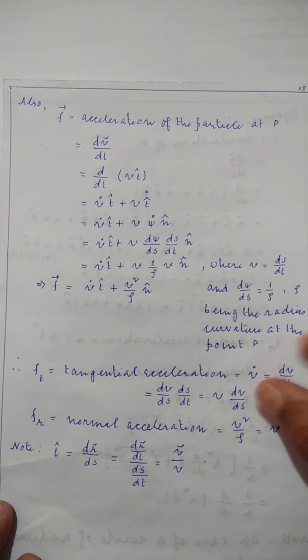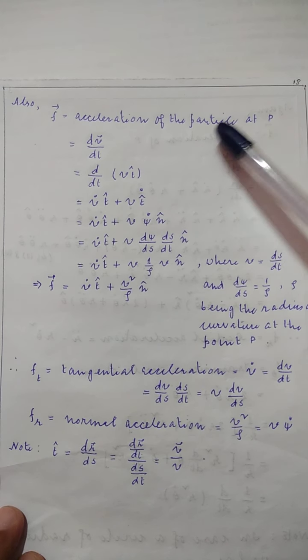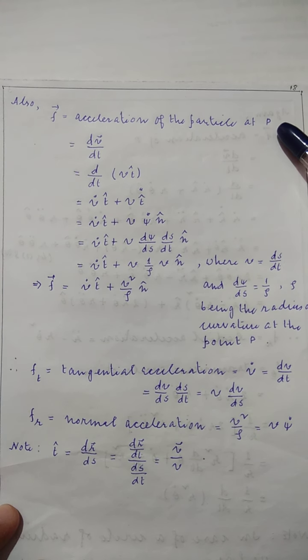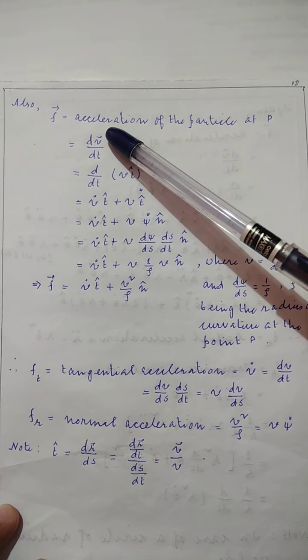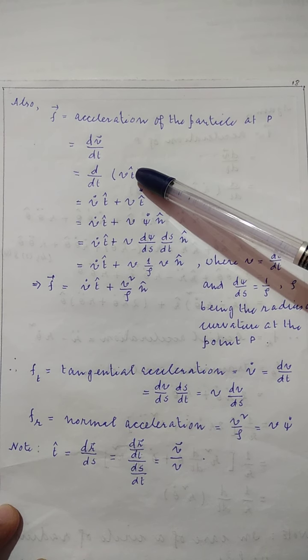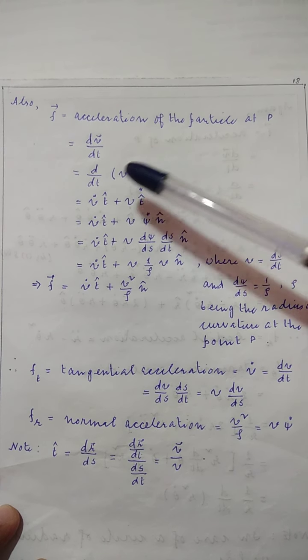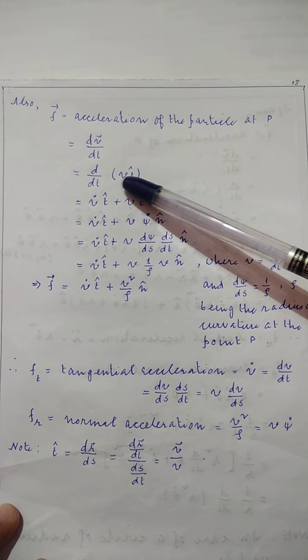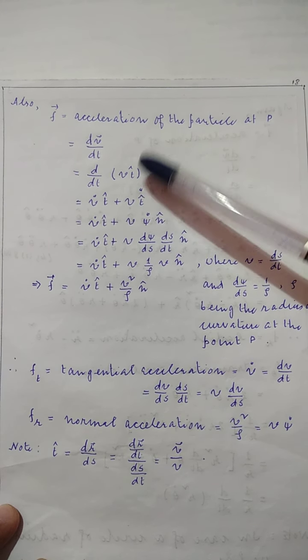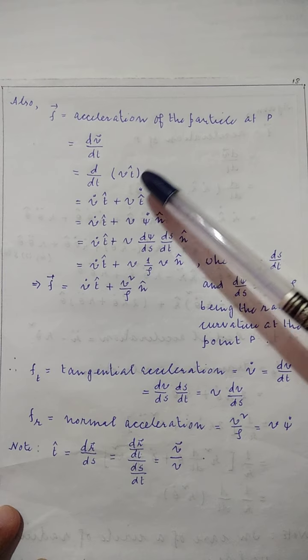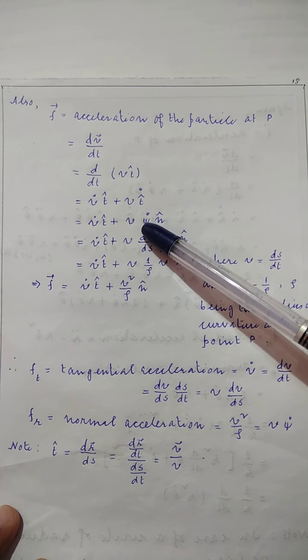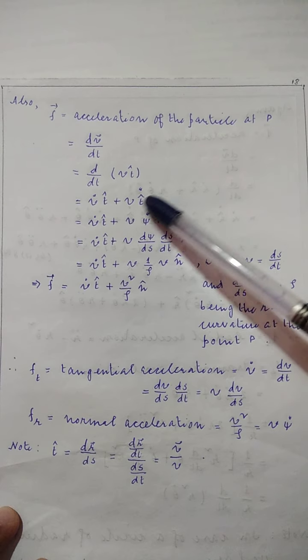Let's deduce the expression for acceleration. Acceleration we can denote by f bar. So let f bar be the acceleration of the particle at P, and acceleration, you know, is the rate of change of velocity, so we can write it is d v bar by dt. The v bar expression we have already obtained: it is v t cap, because normal velocity is 0. Now if you differentiate this with respect to t by applying the product rule of differentiation, you will get v dot t cap plus v t cap dot. So what is the expression for t cap dot? It is psi dot n cap. This we have already deduced.